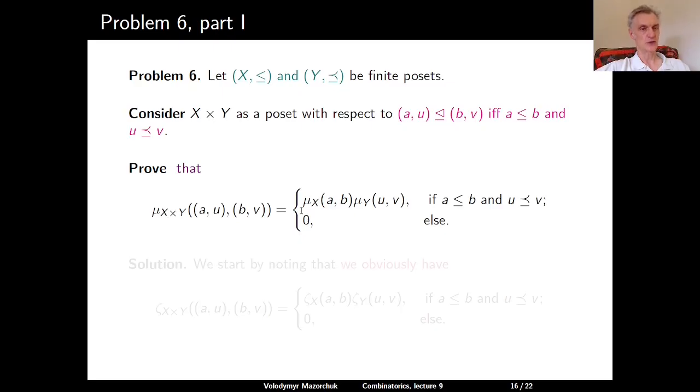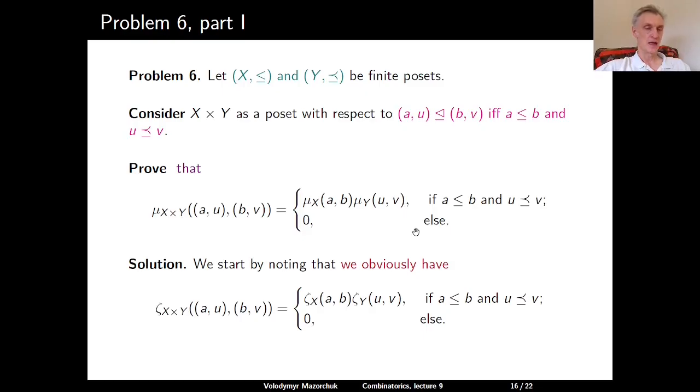And this means the following. So the Möbius function for x times y evaluated at a, u, b, v is equal to mu of x of a, b times mu of y, u, v, if a is less than or equal to b and u is less than or equal to v, and 0 otherwise.